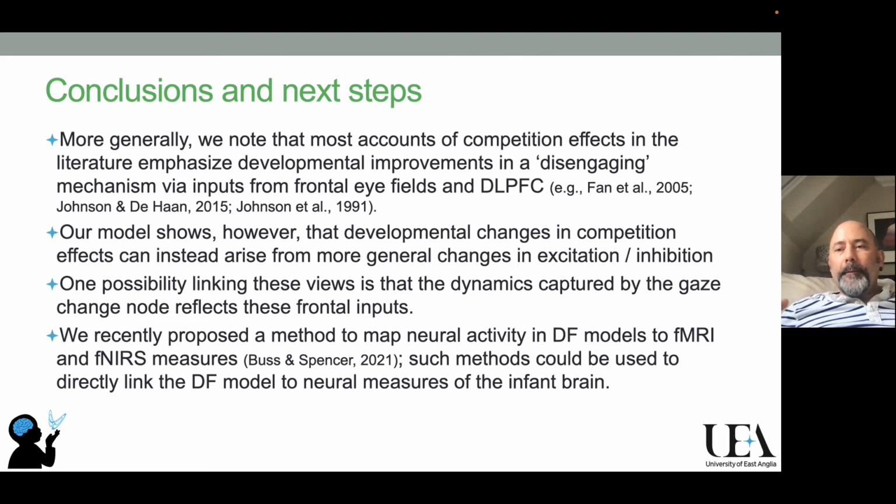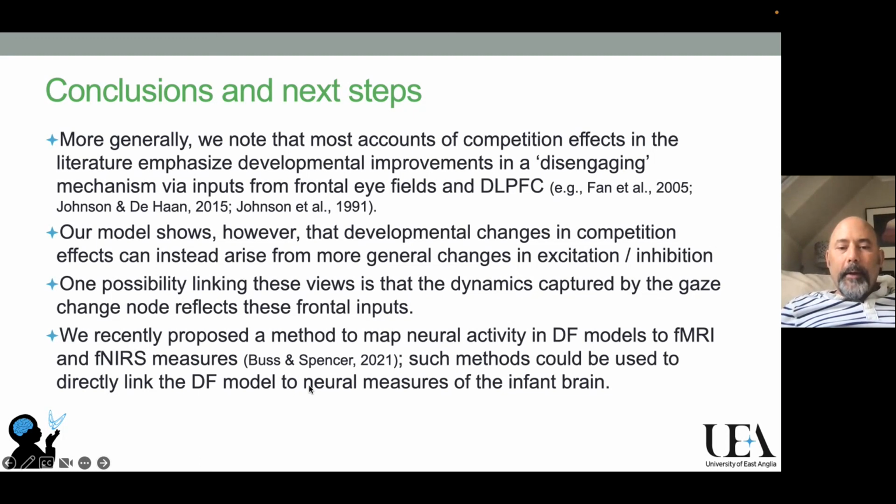One possibility linking these views is that the dynamics captured by the gaze change node might reflect those frontal inputs. So when the system gets that auditory alerting cue and that impacts the gaze change node, maybe that's actually something like a frontal eye field signal to posterior cortical fields that's affecting how spatial attention is allocated. We think these are testable hypotheses.